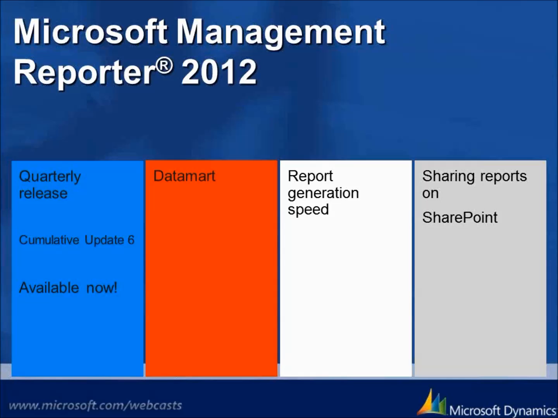Basically, right now, it's currently every quarter. And what these cumulative updates do is they provide additional functionality that wasn't there. They obviously provide any hot fixes that have been there since the last release. And again, enhancements. Now, the latest cumulative update, which as of this date, I think if I'm not mistaken, is cumulative update number 6, is available now.